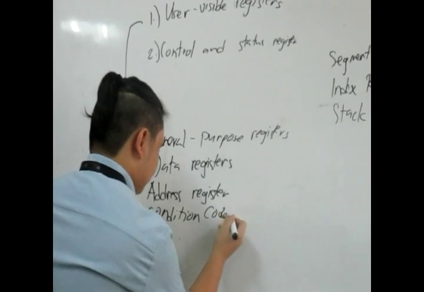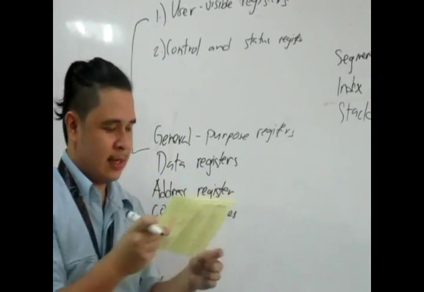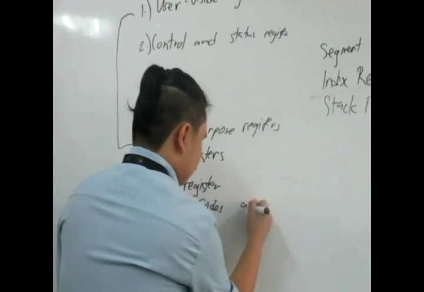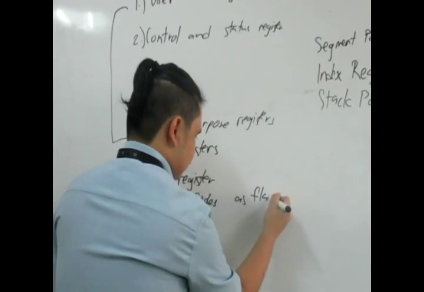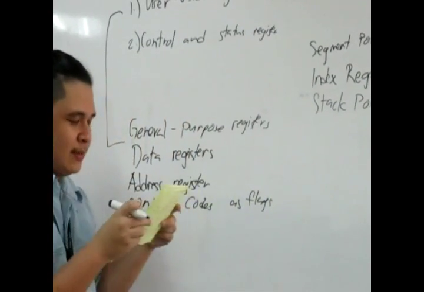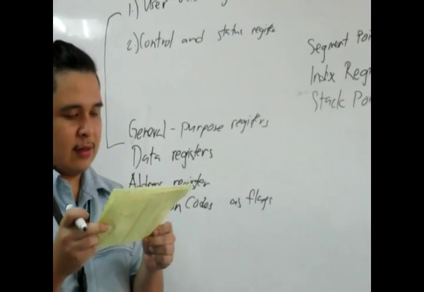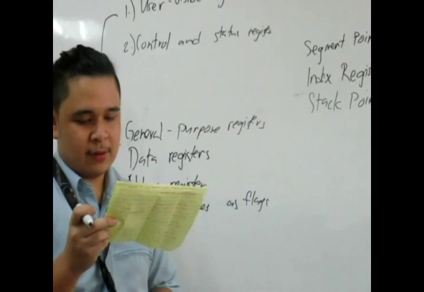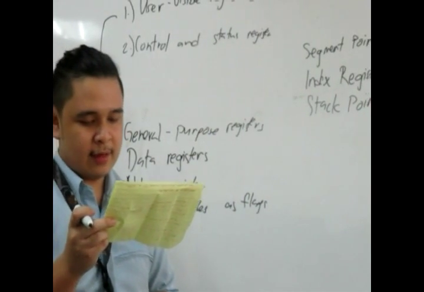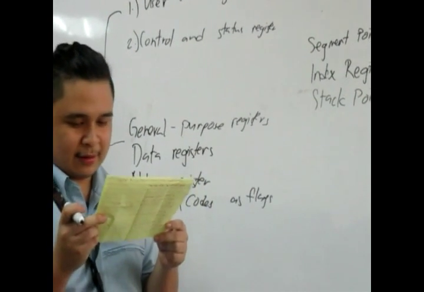condition codes, also known as flags, are bits set by the processor as a result of an operation. These are collected in one or more registers. They can form a control register.